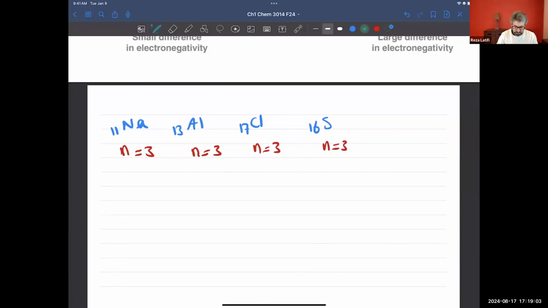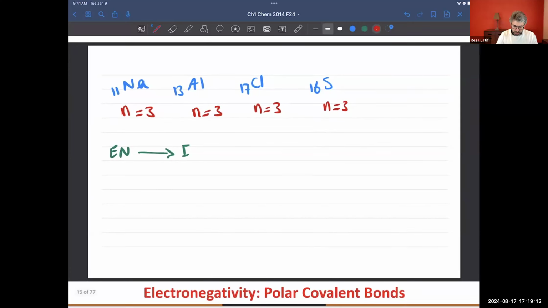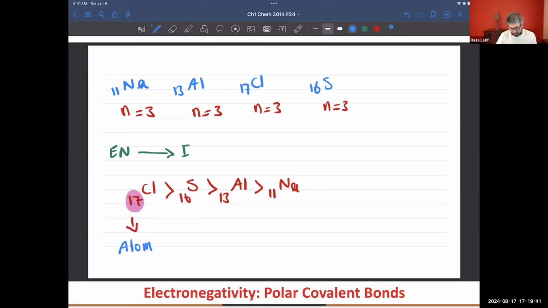We say electronegativity increases to the right side of the periodic table, and we are sharing the same n. So chlorine, with the highest number of protons, will have the highest electronegativity, then sulfur. After that we will have aluminum, and the least one will be sodium. So if they are in the same period, you sort them based on the number of protons, or atomic number.